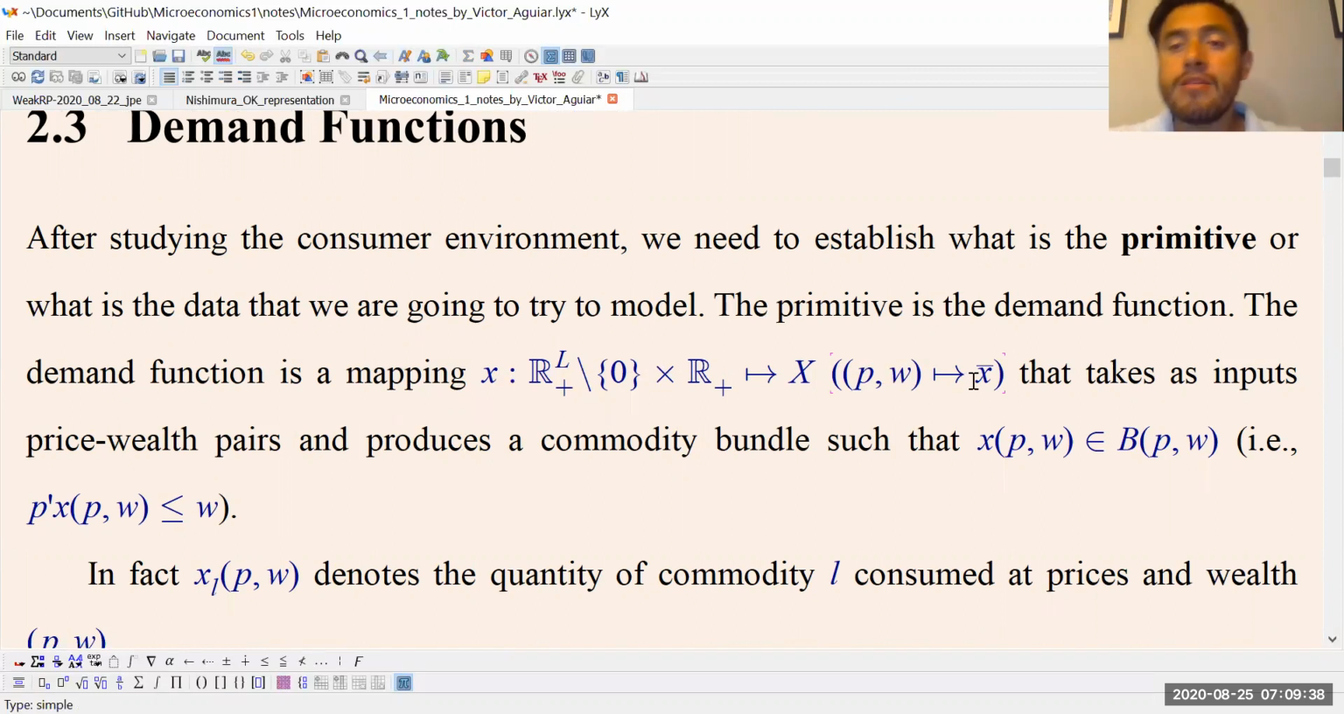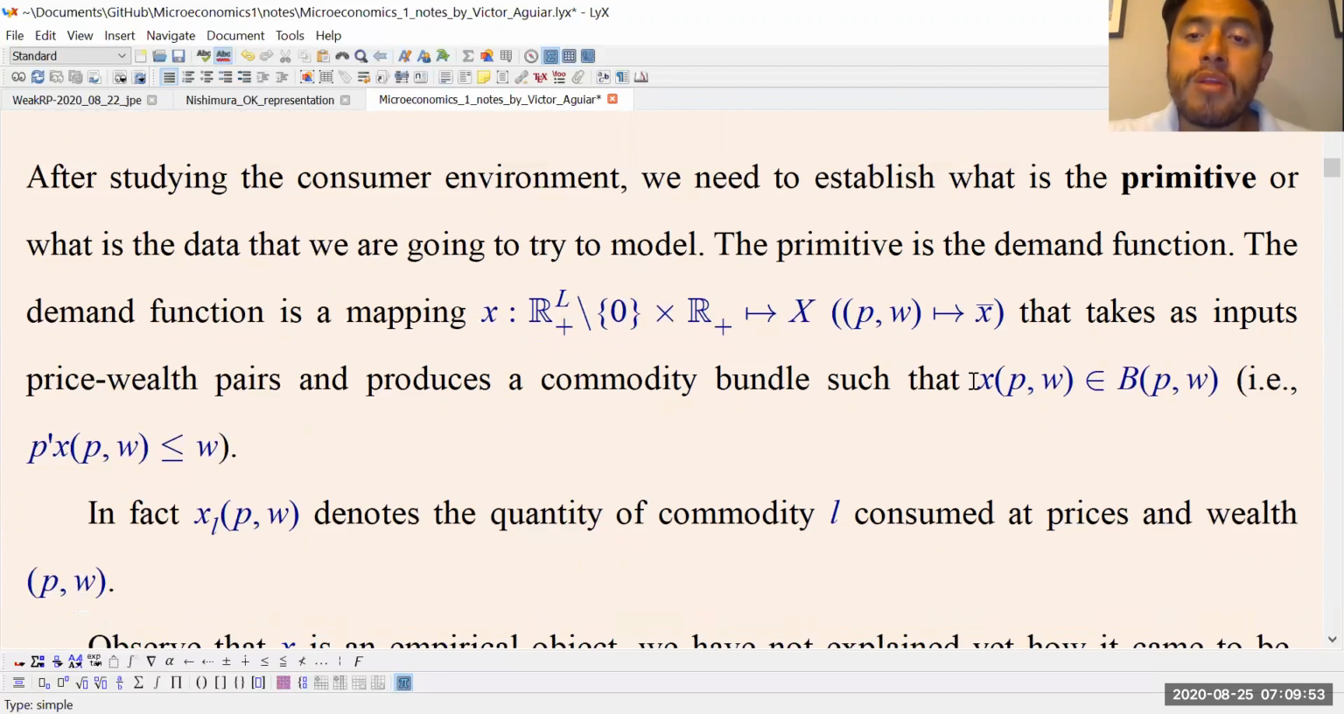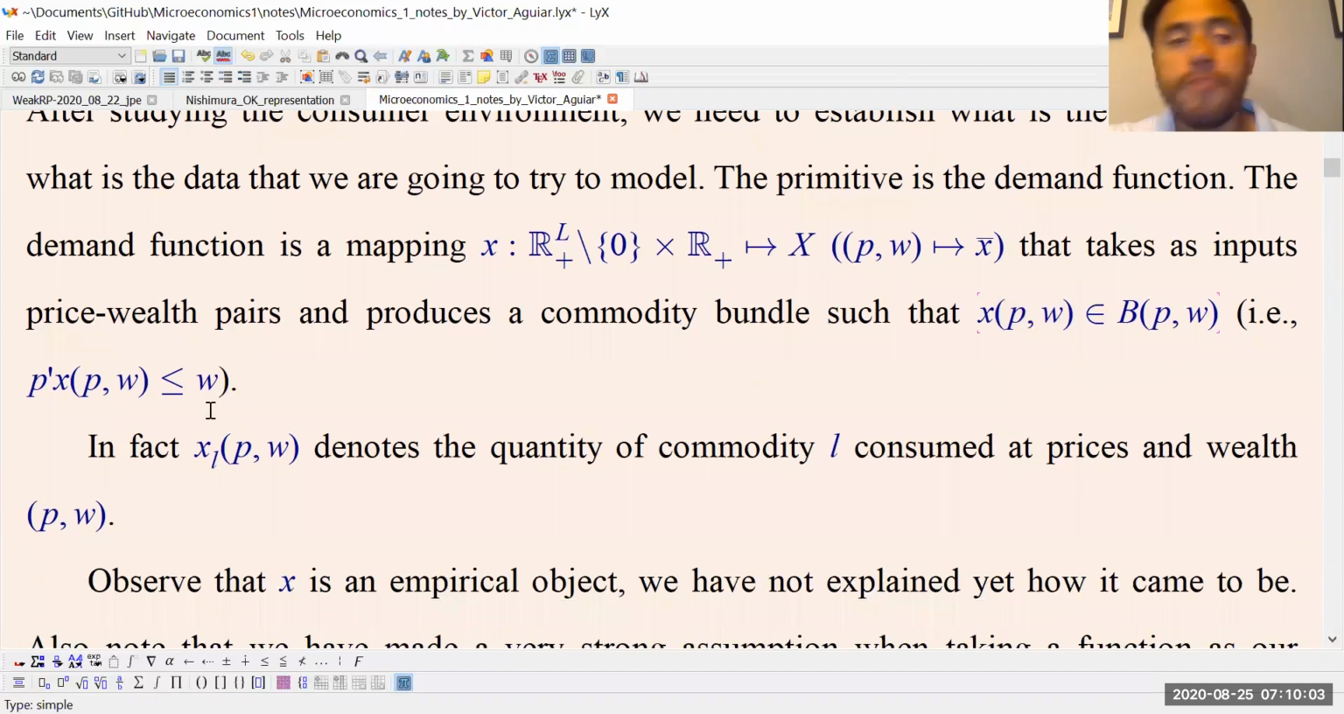So it assigns commodity bundles to budget sets. You give me the budget set, as described completely by the price and an income level, and then I give you the commodity bundle. This is what the demand function does. In particular, the demand value evaluated at a particular price and W has to belong to the budget set. So it has to be feasible. That means that prices multiplied by the physical amount of goods demanded according to this demand function at prices and income level W are less than or equal to W.